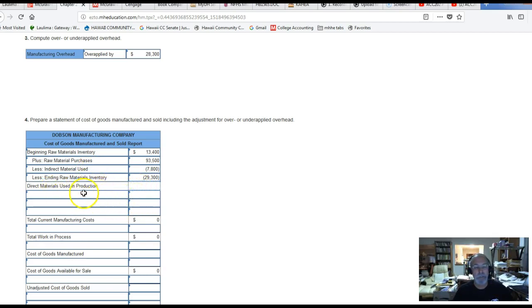And the resulting calculation would be the amount of direct materials used in production. What we started out the period with plus what we purchased, which included indirect materials which we take out or subtract, and then we subtract the amount that we ended up with to get the amount that we transferred to and used in production.